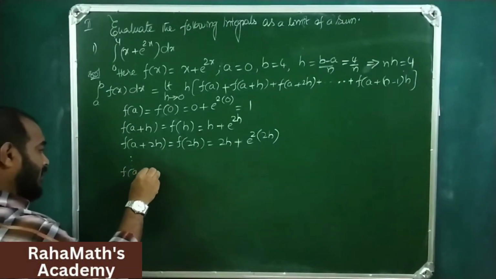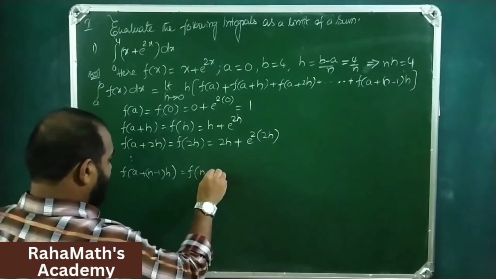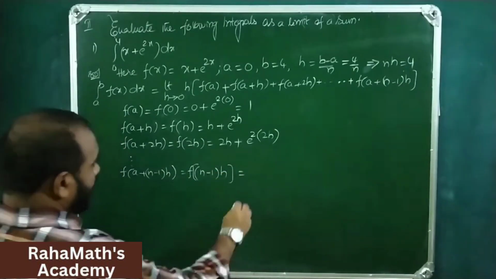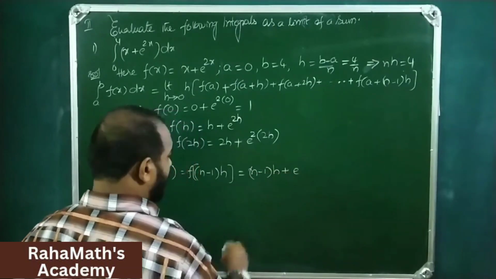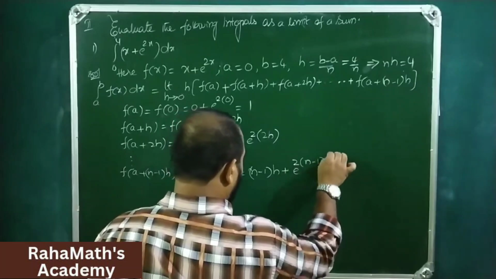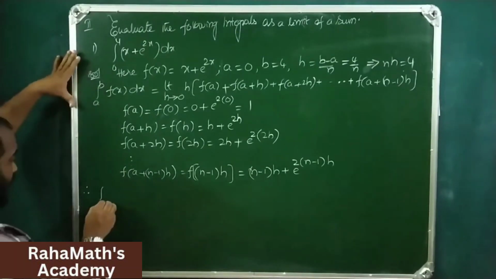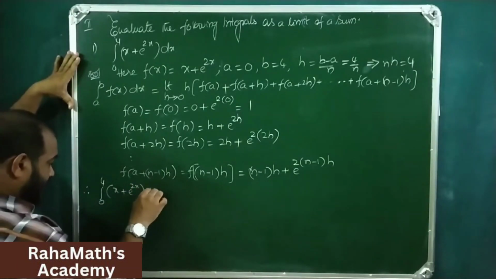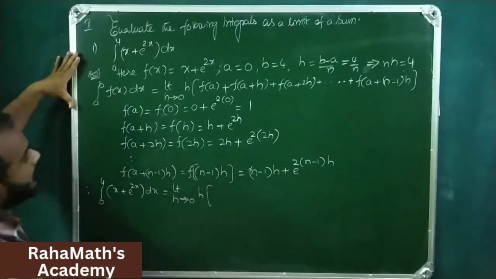f(a + (n-1)h) into h equals f(n-1)h into h, which equals (n-1)h plus e^(2(n-1)h). This is equal to the integral from 0 to 4 of (x + e^(2x)) dx, which equals the limit as h tends to 0 of h into f(a).